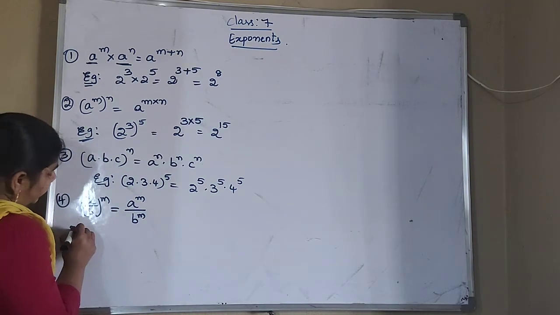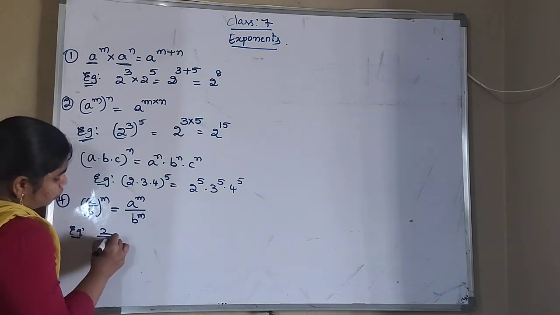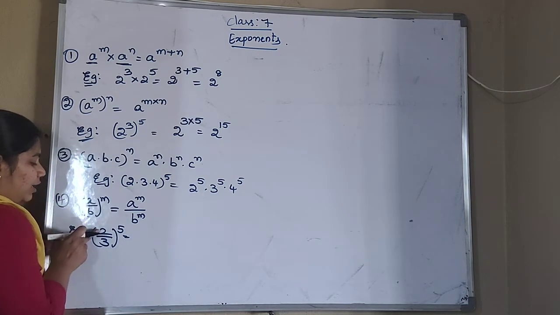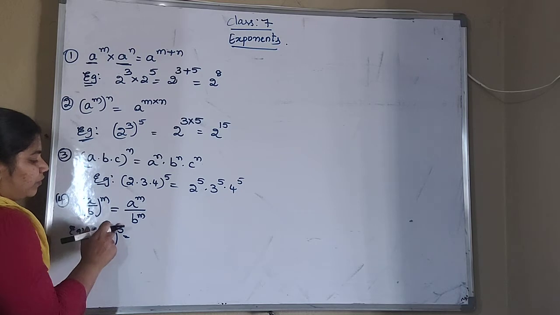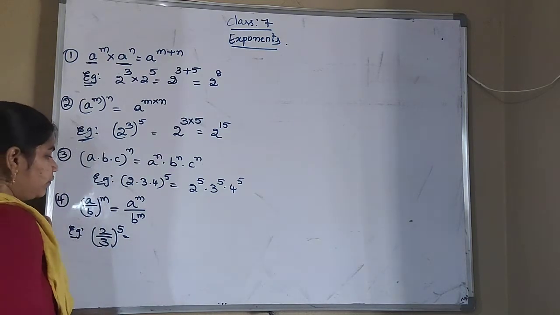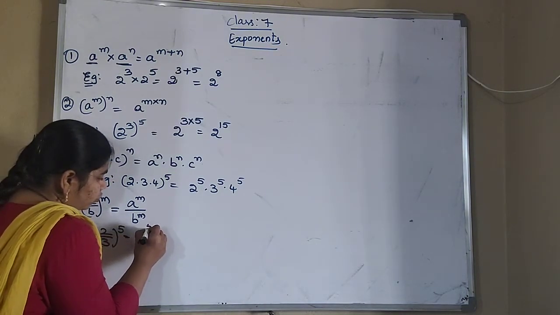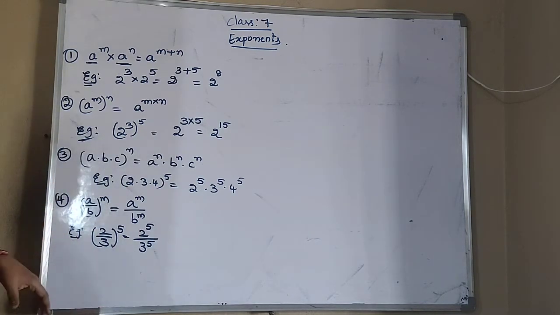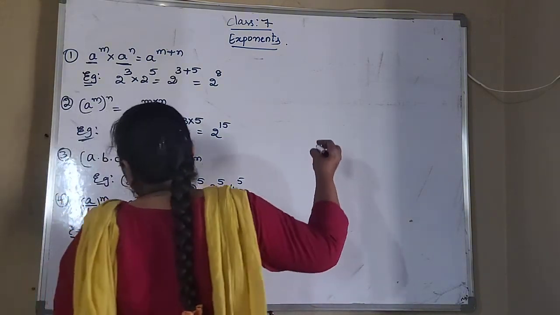In the same way, for example, 2 by 3 whole power 5, where the a value is 2, the b value is 3, and the m value is 5. How will you write it? We can write it as 2 power 5 by 3 power 5. So this is our fourth formula.